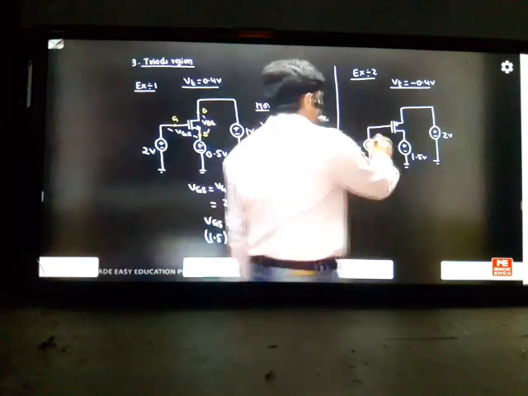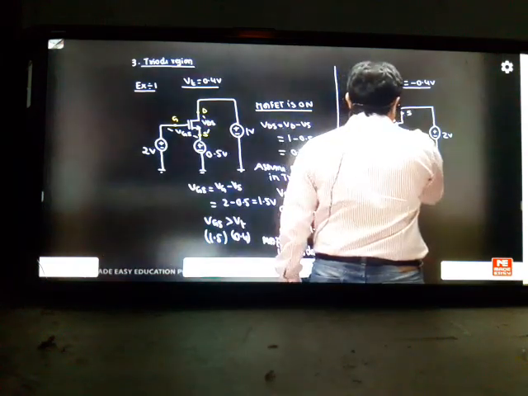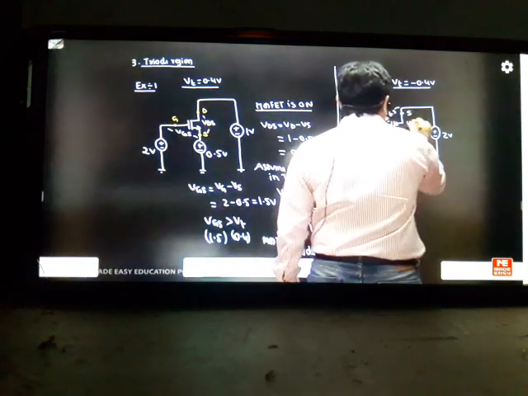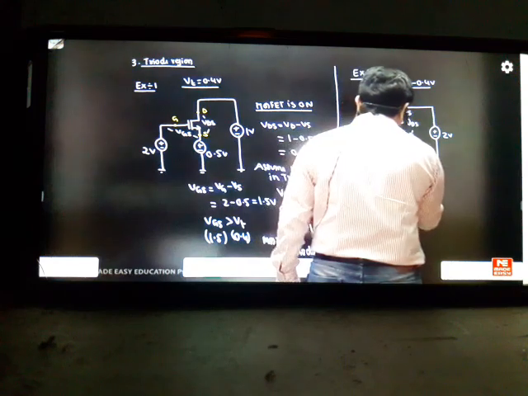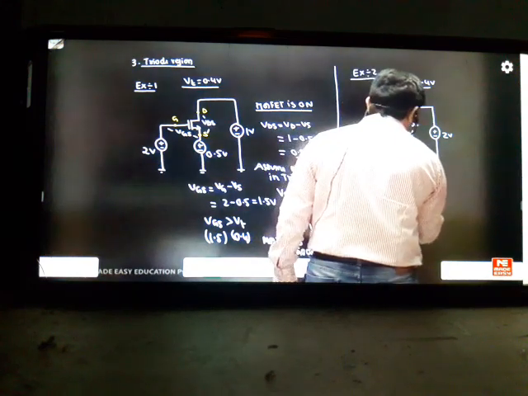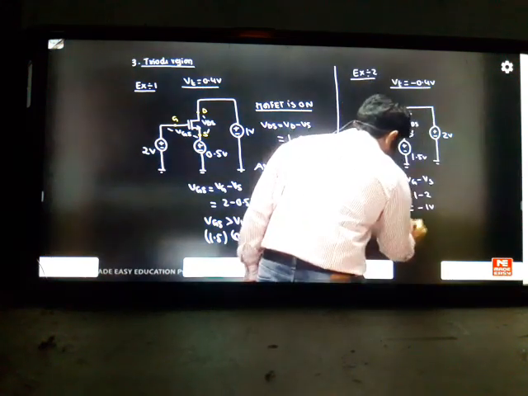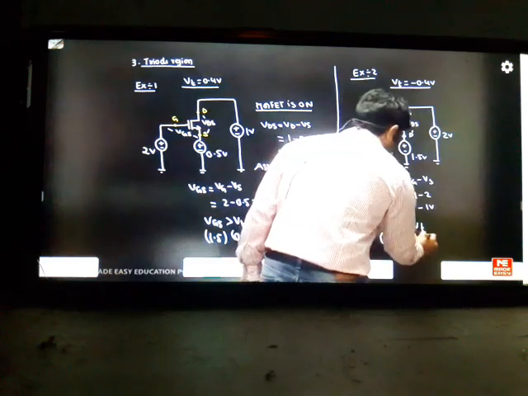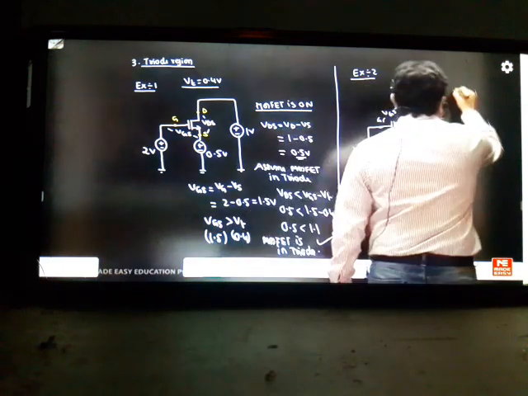So in the next case, this is gate, this is source, this is drain. We have the VGS voltage here. First we find VGS: VG minus VS is 1 minus 2. The answer is minus 1 volt. So VGS is less than VT: minus 1 is less than minus 0.4. This is correct, so the MOSFET is on.